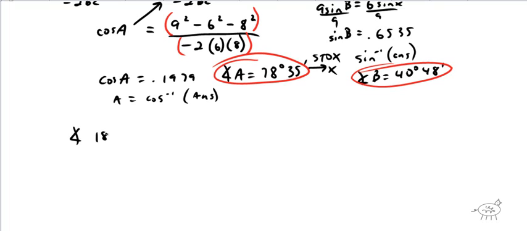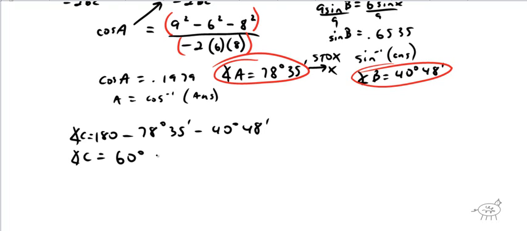Okay, so we get 180 minus 78.35 minus 40.48. And so, oops, that's angle C. So angle C comes out to be 60 degrees, 37 minutes. All right. So that's one example of side angle side and side side side.